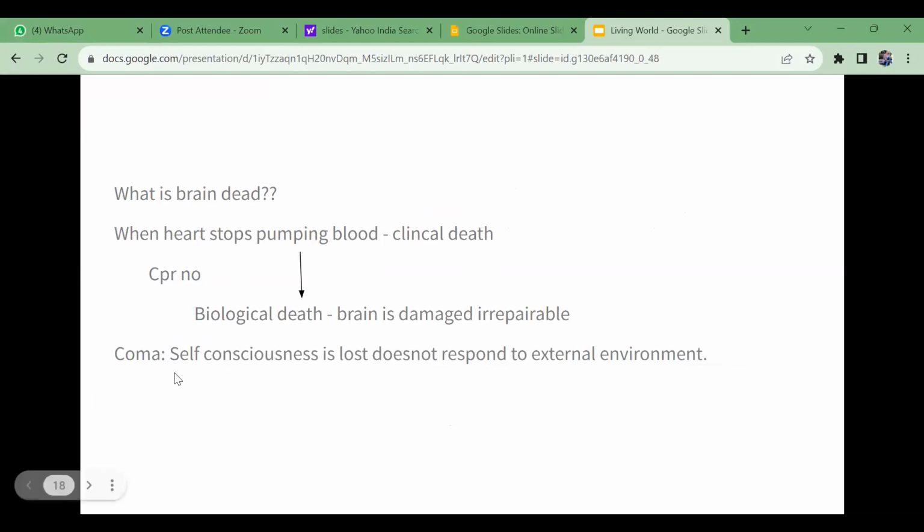So it should be that a coma patient doesn't have self-consciousness, but in your notes I've mentioned that he is showing consciousness. That means he is responding to the ventilator, right? Remove the ventilator, then he will show a reaction. Maybe he'll start choking, he'll start suffocating, you can see.